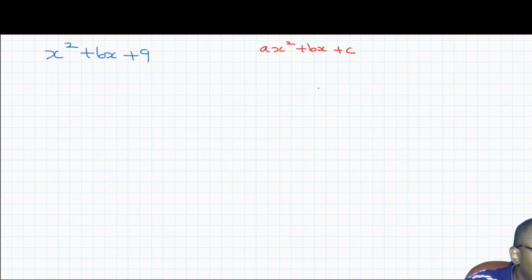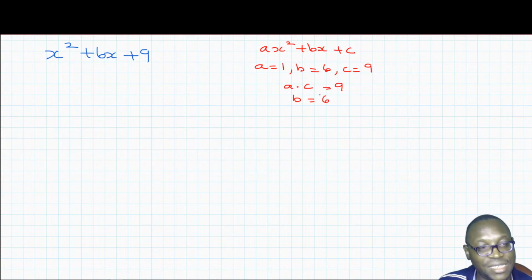Okay, so now we're going to get the values of a, b, and c. Here, a is equal to 1. We're comparing these two expressions together. b is equal to 6. And then c is equal to 9. Now, we're going to find out the value of a multiplied by c and the value of b. So a multiplied by c is 1 multiplied by 9, which is going to give us 9. b is equal to 6.